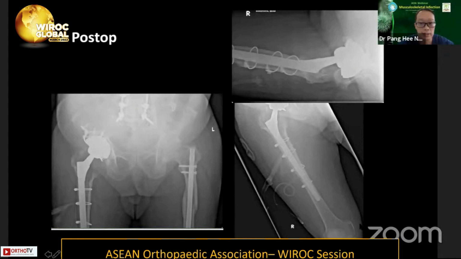The Wagner is a titanium tapered stem from Zimmer.